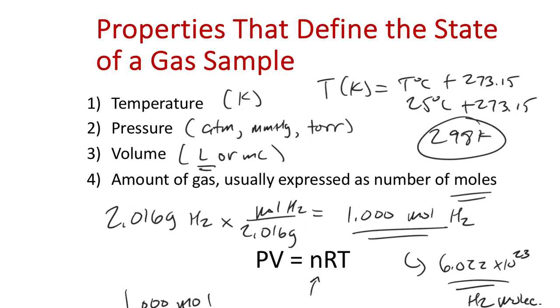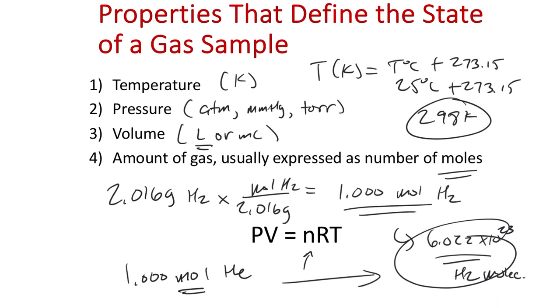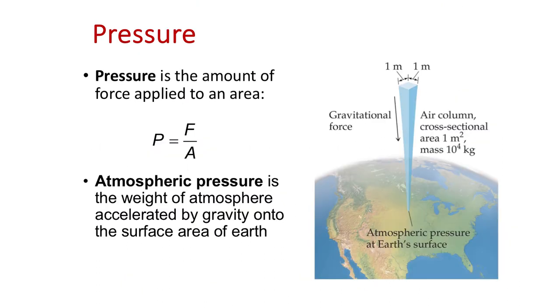1.0000 moles of helium at the same temperature and volume of the mole of H2 would have the same pressure. So it's all about having the same number of particles, then you get the same set of properties for your gas sample. And we'll see maybe why that is as we go.